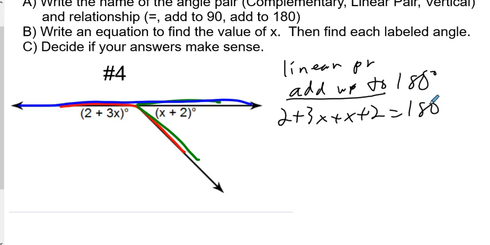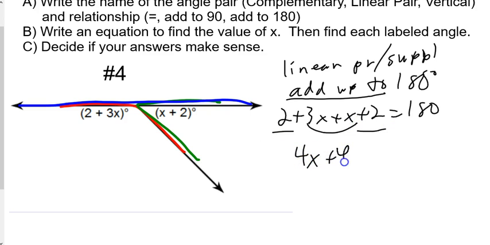Oh, I forgot to put supplementary here. Well, we said linear pair. So remember, this is the same thing. Supplementary. Okay? So 3x plus x is 4x. I did it right this time. 2 plus 2 is also 4 equals 180. I'm going to subtract 4 and get 176. And then I'm going to divide 176 by 4 and get 44.